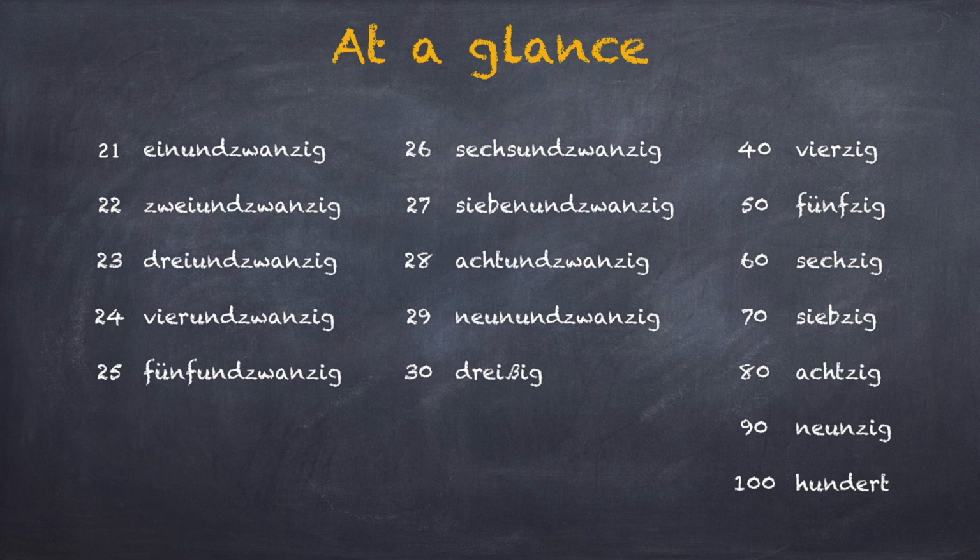Let's summarize now. 21, 22, 23, 24, 25, 26, 27, 28, 29, 30, 40, 50, 60, 70, 80, 90, 100. Well done! Hope you had fun learning numbers today.